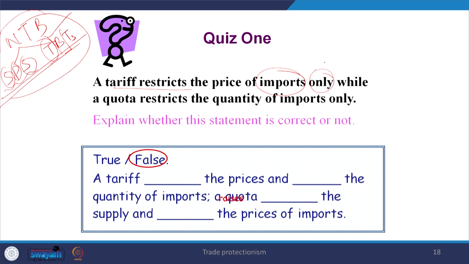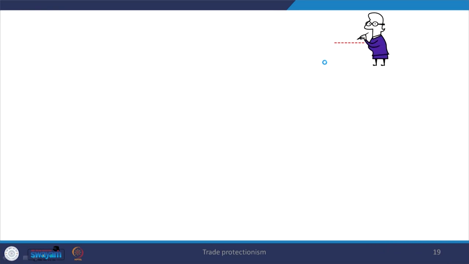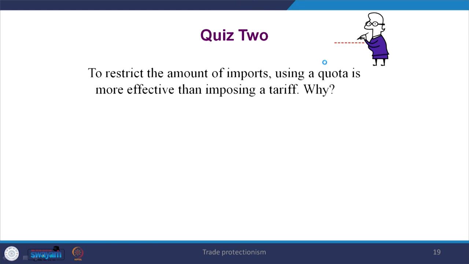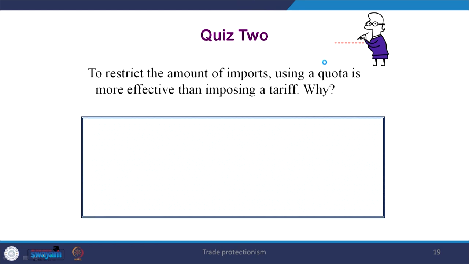A tariff raises the price and lowers the quantity of imports, whereas a quota reduces the supply and raises the price of imports. We have already explained this. In our second set, quiz 2 question: to restrict the amount of imports, using a quota is more effective than imposing a tariff. Why is it so? So far as restriction of imports is concerned, quota is more effective because a quota has a clearly defined limit, whereas a tariff does not.